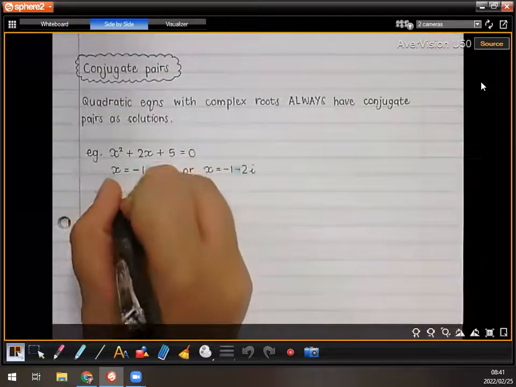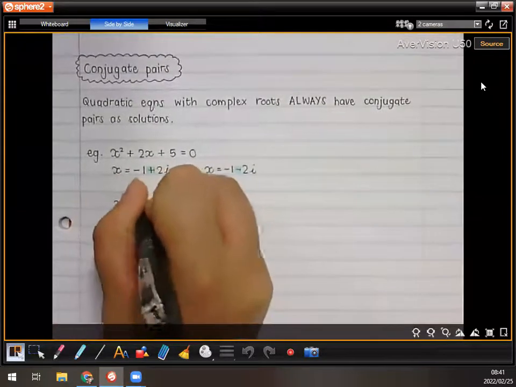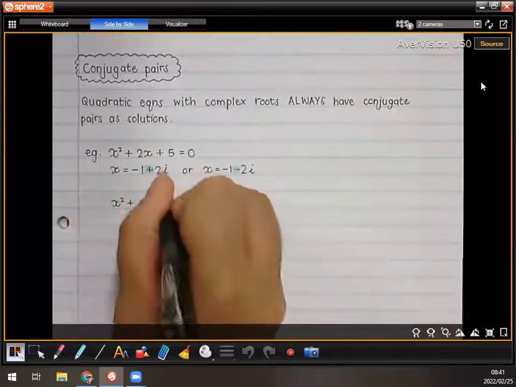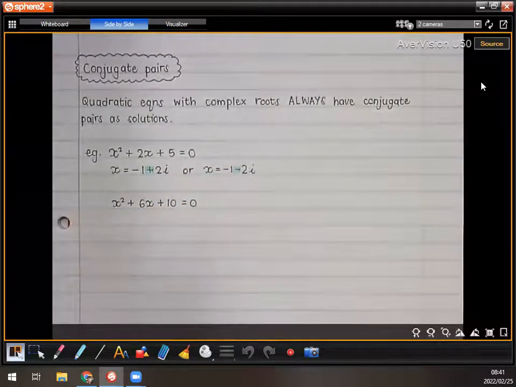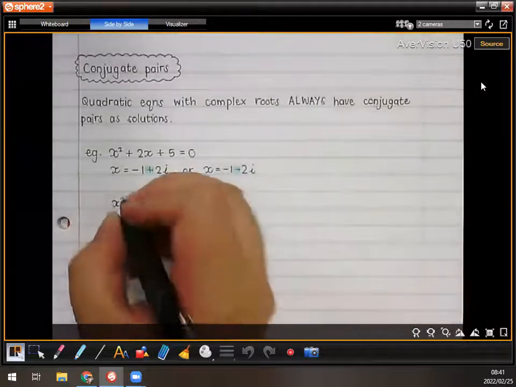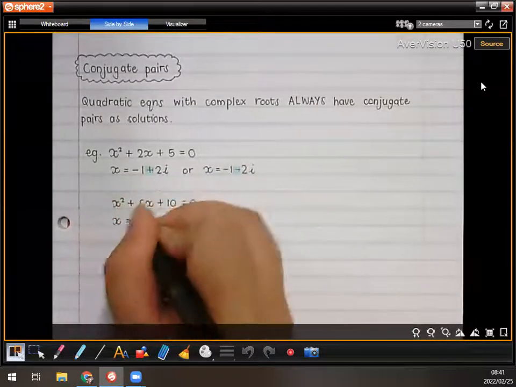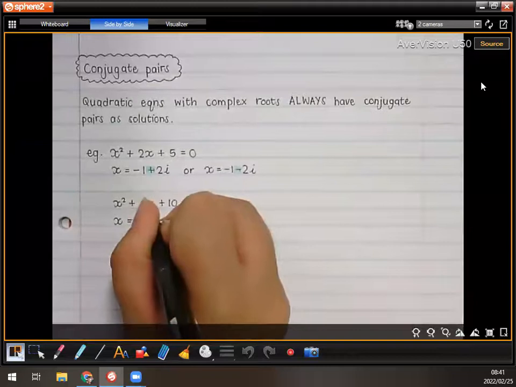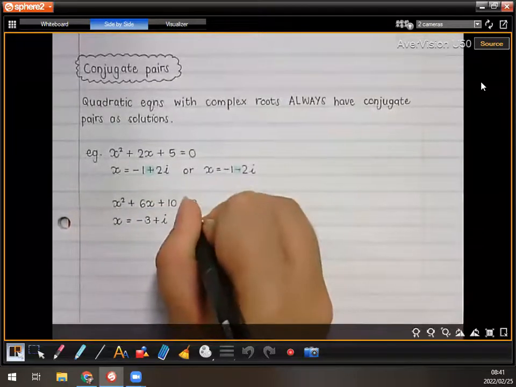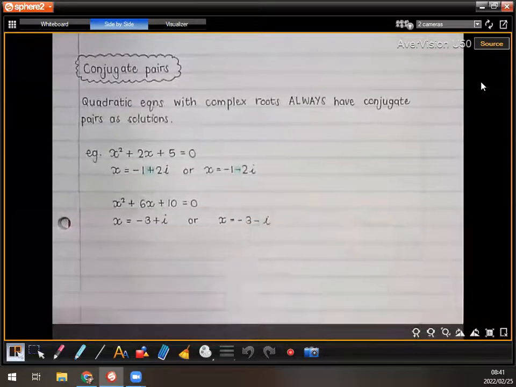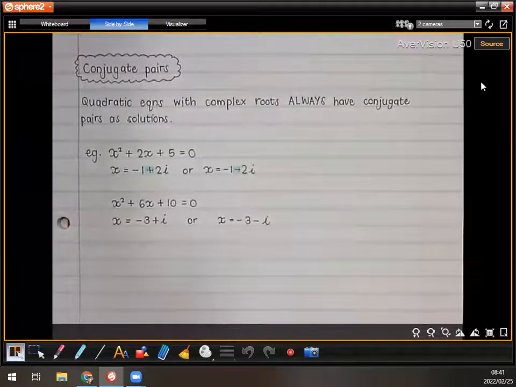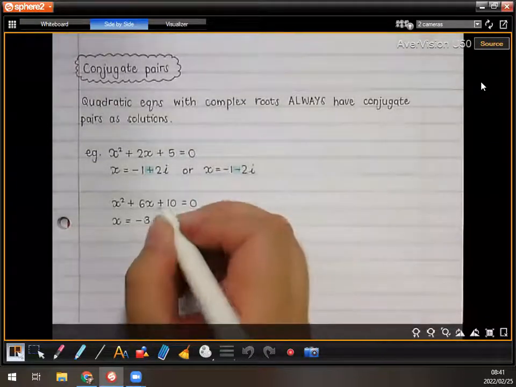What we did was x squared plus 6x plus 10 equal to 0. And then we got that x is -3 plus i, or -3 minus i. Again, the same two terms, but we have a plus in between them in one solution, and in the other solution, we have a minus in between them.